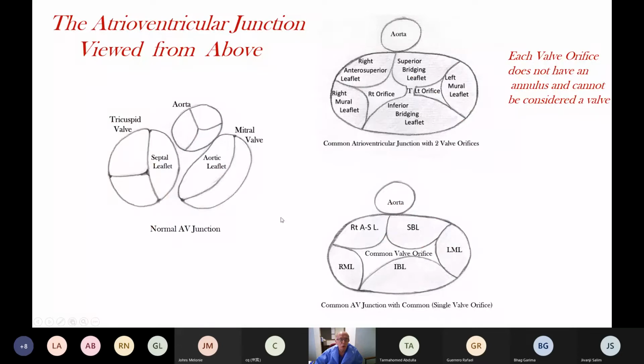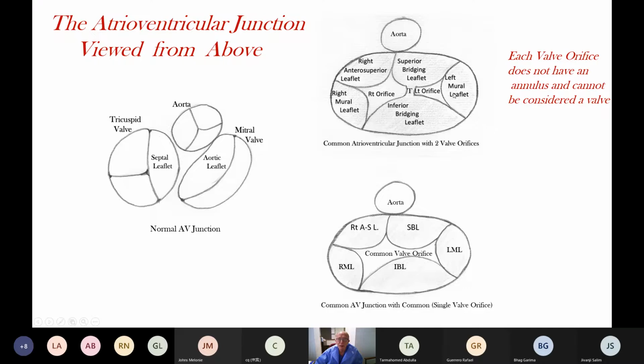Here's a drawing of the normal junction. And if we look at my drawing of the AVSD, the 5 leaflets are the superior bridging leaflet and the inferior bridging leaflet, which each have connections in the right and the left ventricle. That's why they're called the bridging leaflets.